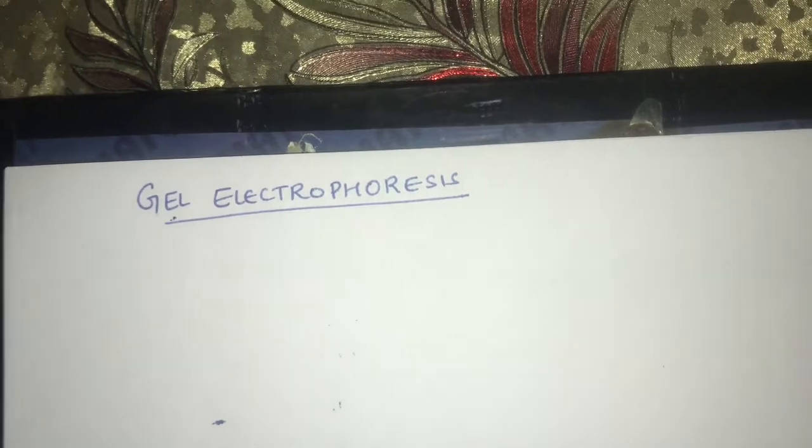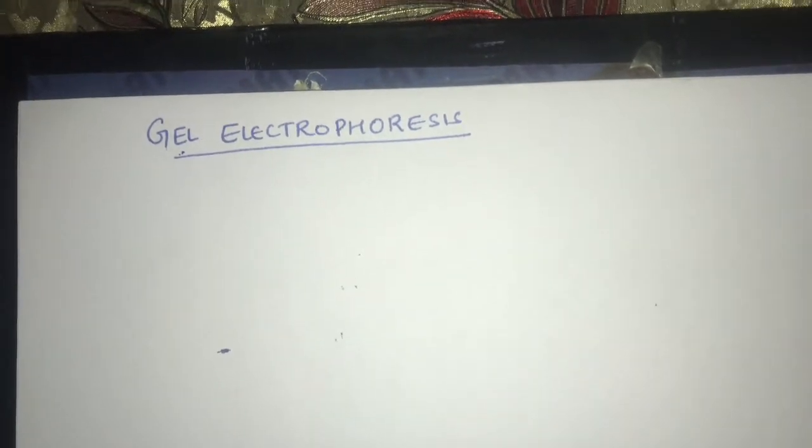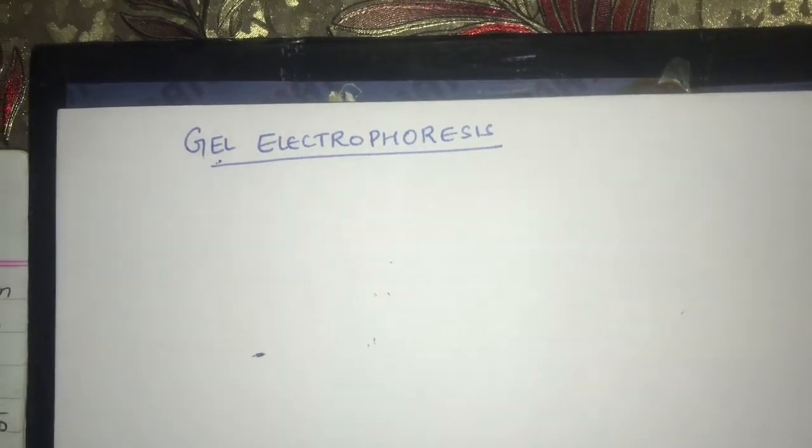Electrophoretic mobility means when electric current is passed through the DNA molecule, it moves towards the positive charge. Why? Because DNA is a negatively charged molecule, so when electric current is passed, DNA moves to the positively charged electrode. Because you know that like charges repel and opposite charges attract each other.